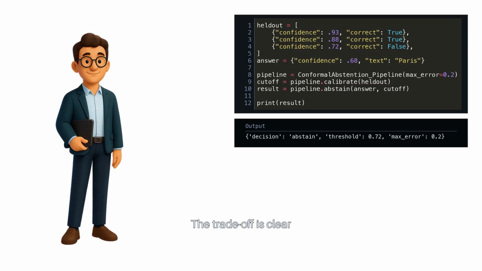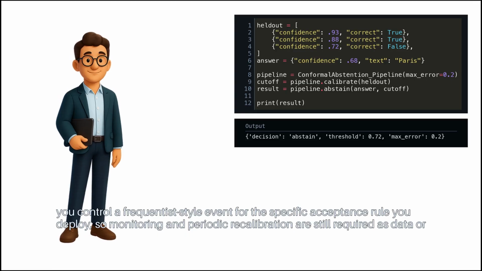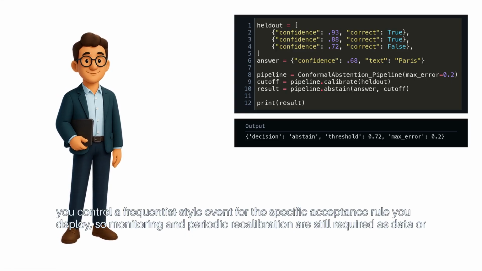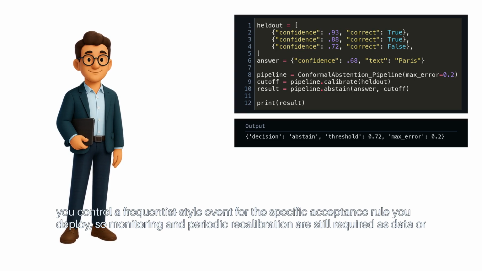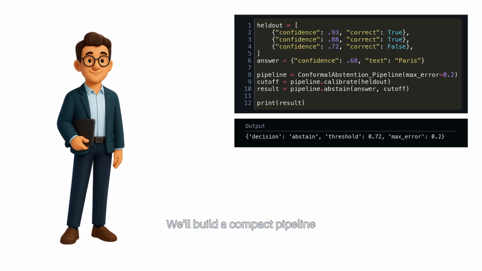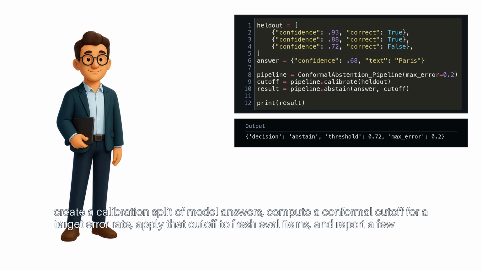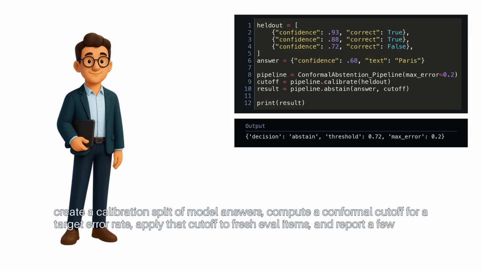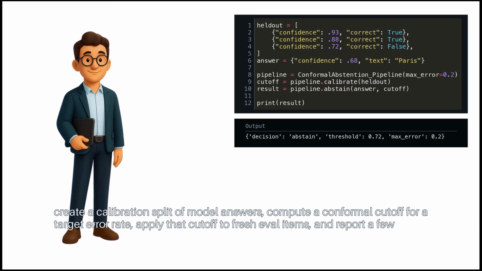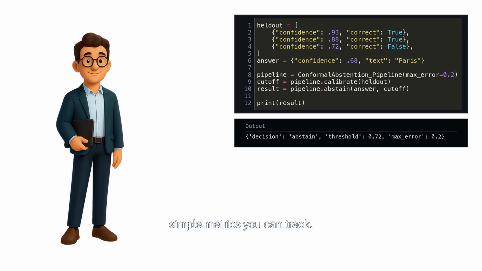The trade-off is clear. You control a frequentist style event for the specific acceptance rule you deploy, so monitoring and periodic recalibration are still required as data or model behavior shifts. We'll build a compact pipeline, create a calibration split of model answers, compute a conformal cutoff for a target error rate, apply that cutoff to fresh eval items, and report a few simple metrics you can track.